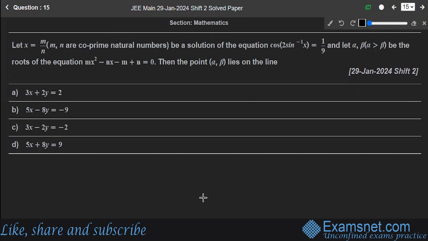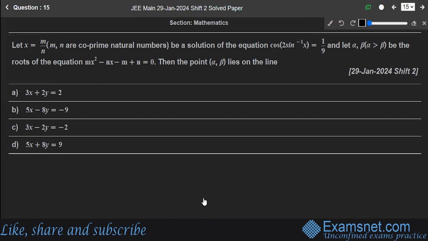Next is question number 15. It says, let x be equal to m by n, where m and n are co-prime natural numbers, be the solution for this equation. Let alpha, beta, where alpha is greater than beta, be the roots for this quadratic equation. What is the point? Alpha beta. Question looks clumsy. If you get into the question, it's nothing. You are given let x is equal to this. I don't know m and n. Where are m and n? They have been used over here, but you are told that m upon n is the solution of this equation. That means I have to solve this equation to get my m and n, and I will get that m and n to put in this question to get my answer. Got it?